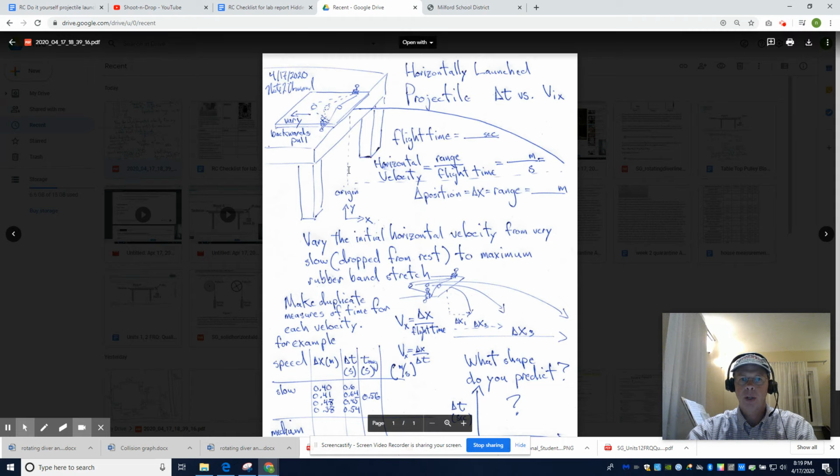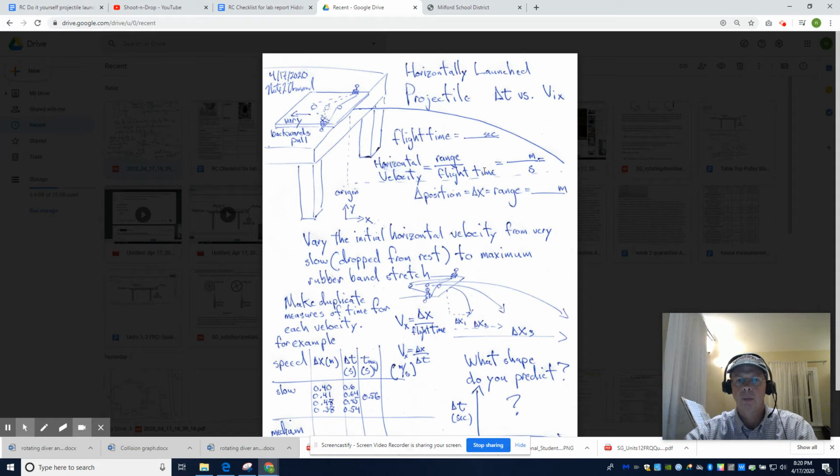So for this one, you've got to drop a plumb line from the edge of the desk to the floor, and that defines the origin. And you've got to measure this horizontal distance the projectile moves while it's in the air. It's called the range. And then the calculation is just range divided by flight time. That's the horizontal velocity, so meters per second. I don't have any numerical data to actually put into these calculations, but that'll be the next video.